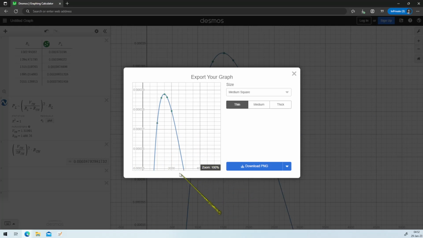And then you may use some software to label the x-axis and y-axis. And that is all for our tutorial. Good luck.